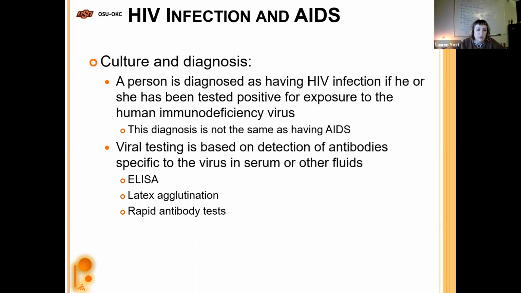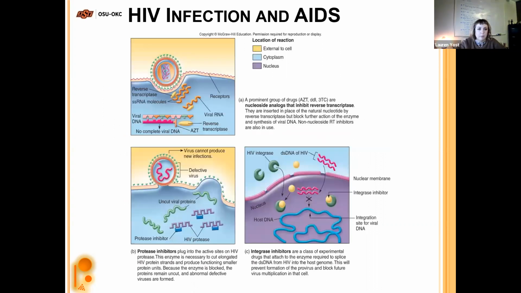A person is diagnosed as having HIV if they have tested positive for exposure to the HIV virus. This diagnosis is not the same thing as AIDS. Viral testing will be based on detection of antibodies to the virus in serum and other body fluids. We'll do that via ELISA, a latex agglutination, which is similar to ELISA but doesn't depend on color change. It depends on agglutination, which is clump forming, and then rapid antibody tests like what we use for at-home COVID tests.